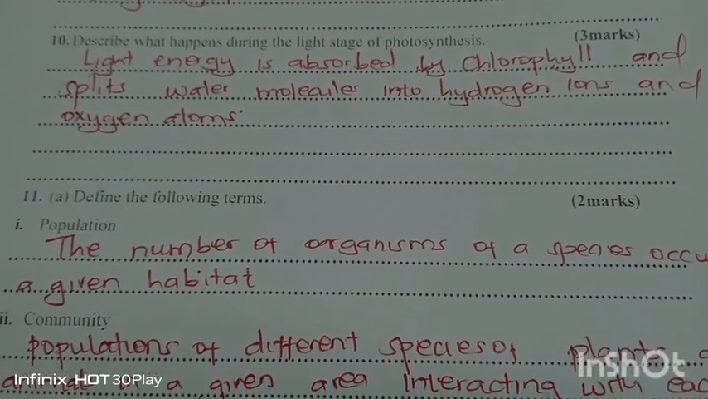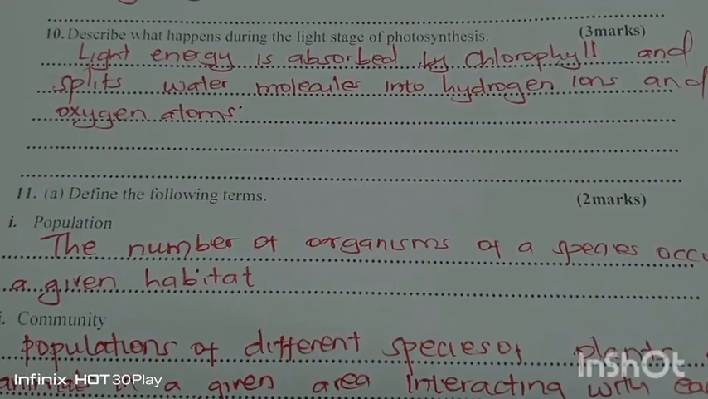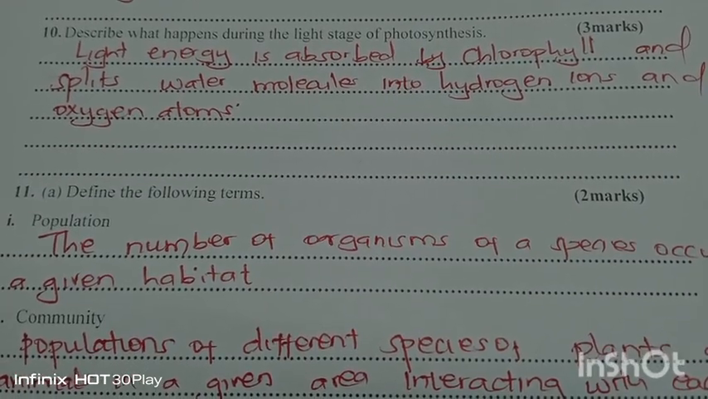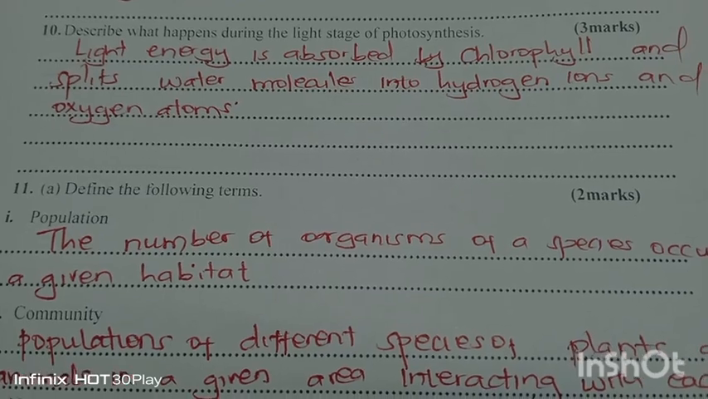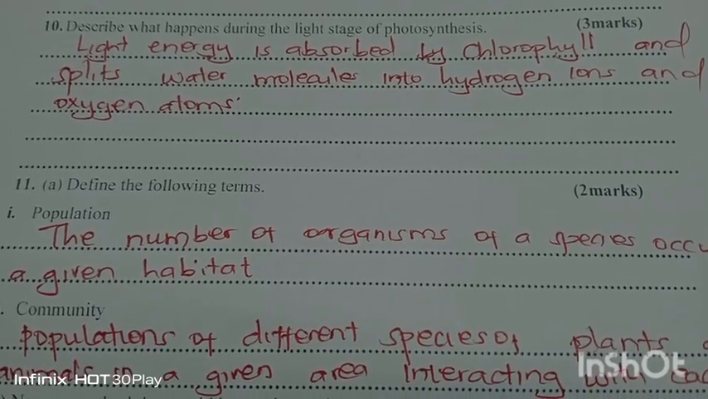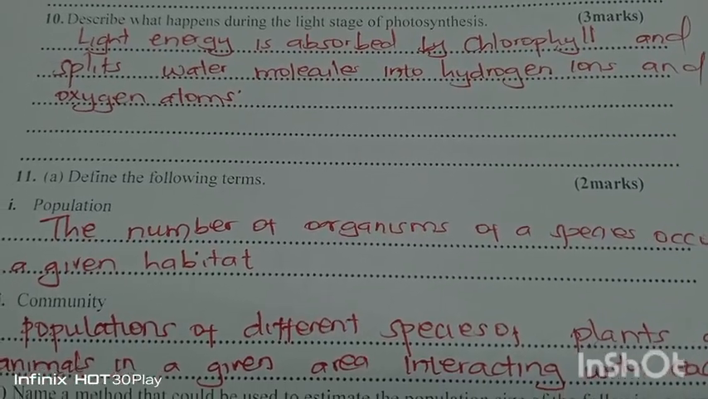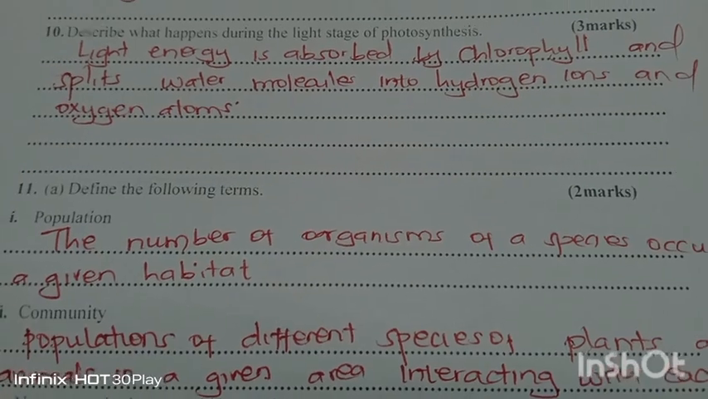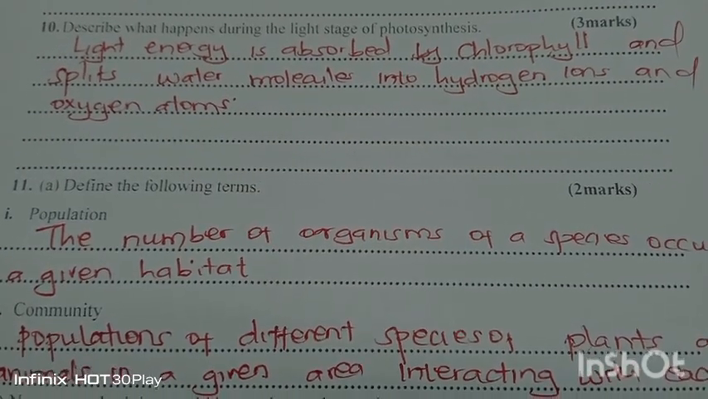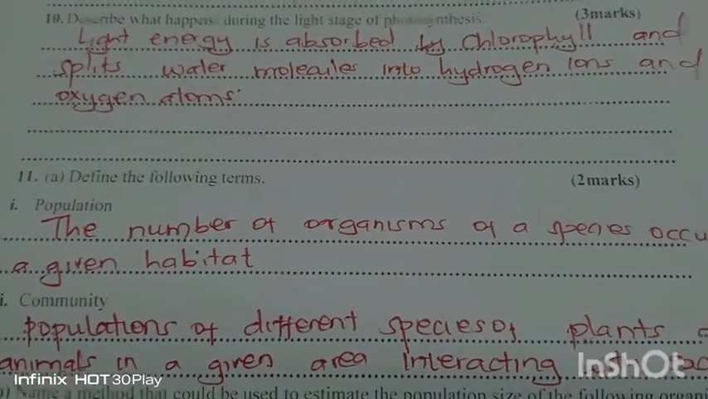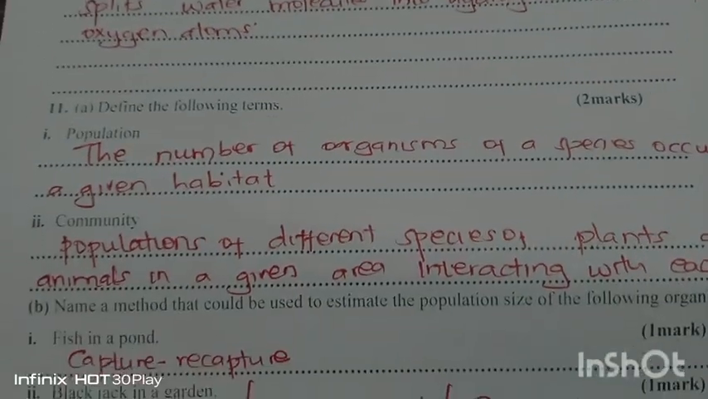Describe what happens during the light stage of photosynthesis. So during the light stage, light energy is absorbed by chlorophyll and is used to split water molecules into hydrogen ions and oxygen atoms. And then the hydrogen ions enter into the dark stage, where oxygen can be released or used in respiration.